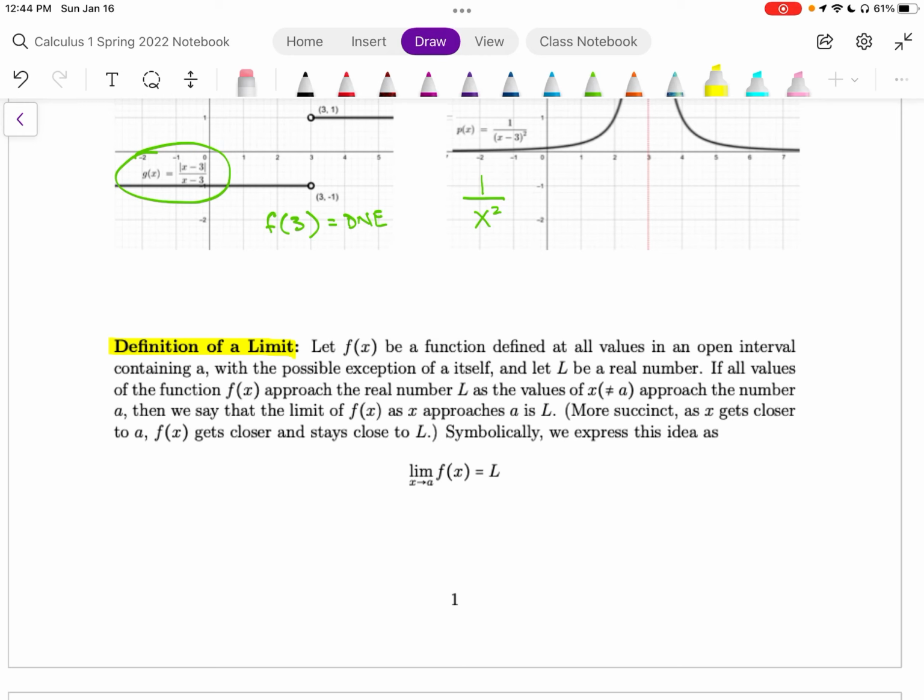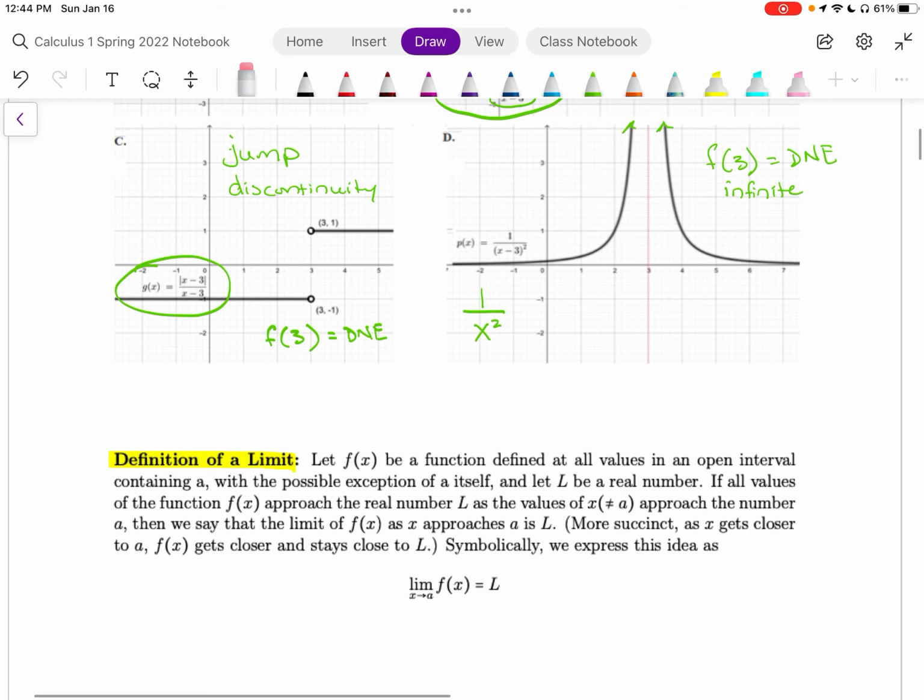So what we say here with this symbol down below, I'm going to say it in English, so you might want to write this down. The limit as x approaches a of the function f is equal to L. I'll say it one more time. The limit as x approaches a of the function f is equal to L. L is just some number.